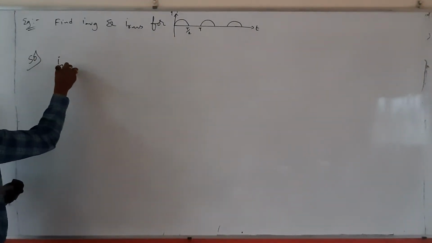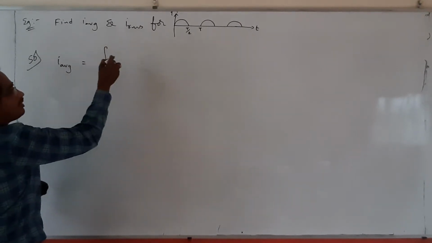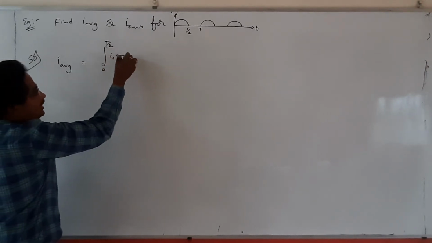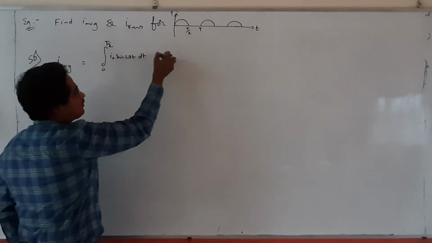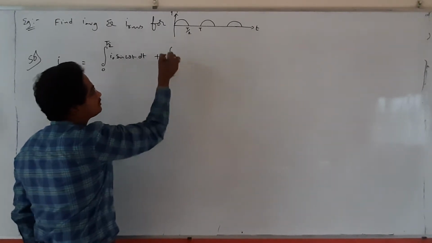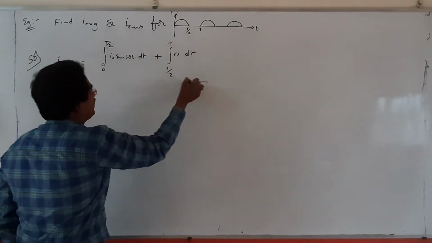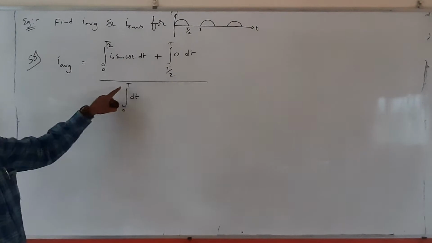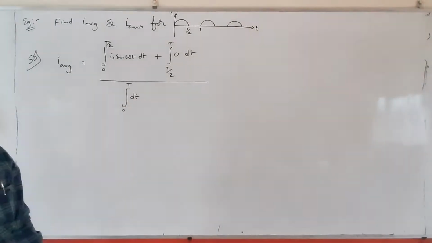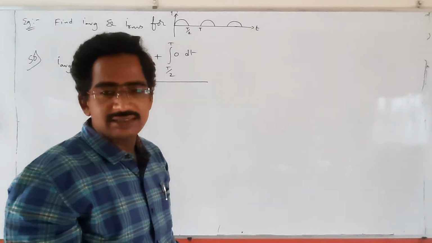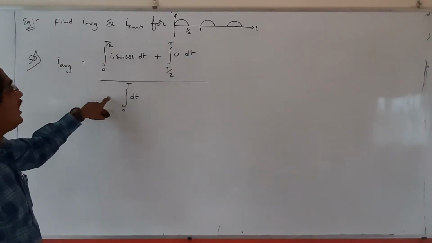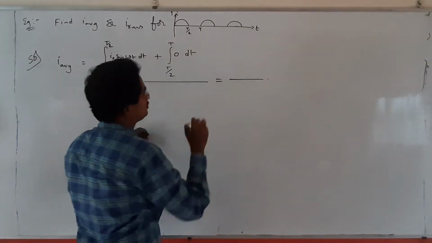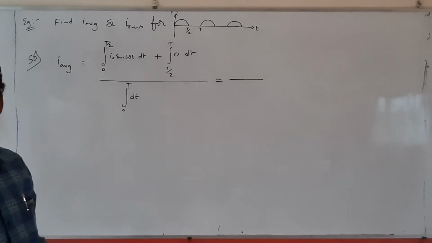First, I average equals integral 0 to T by 2 of I naught sin omega t dt plus integral from T by 2 to T of 0 dt, divided by integral 0 to T dt. That is the value of the average current of this AC. You solve it and write the answer here.